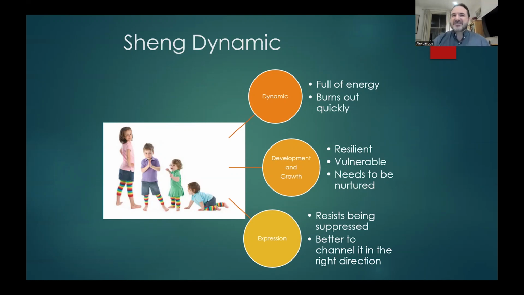So it's this volatile energy, the Sheng energy, but it certainly needs to be nurtured and directed. That's what we need to do with Sheng. So, we think about the liver qi. We don't want to put a stopper on it. We don't want to repress it. We want to guide it. We want to allow it to extend and manifest. As I say, it resists being suppressed, so we need to channel it.